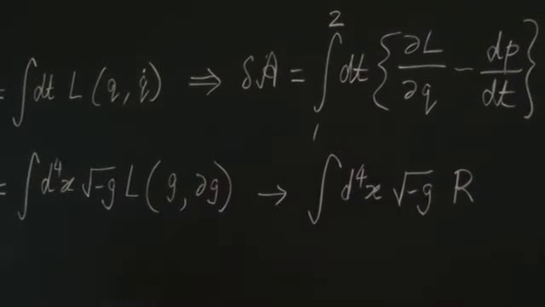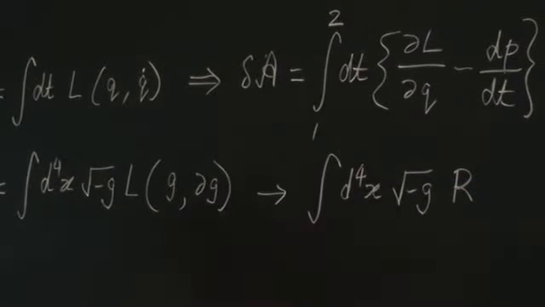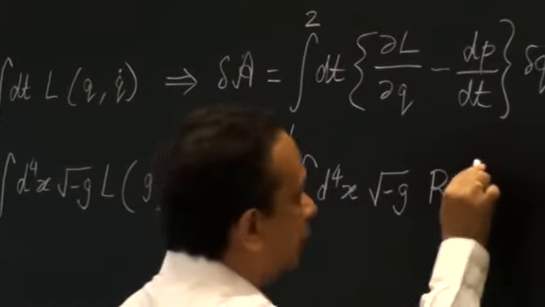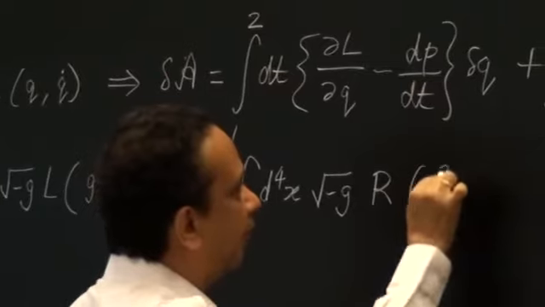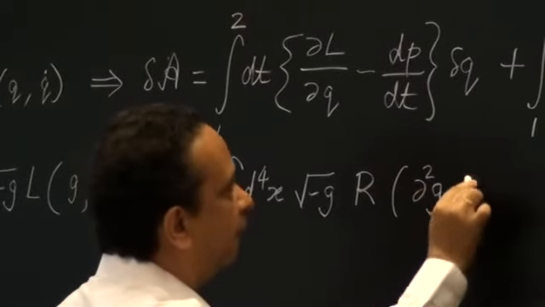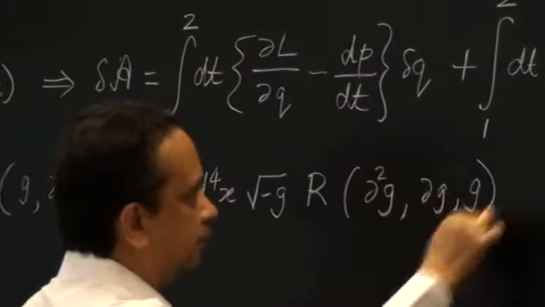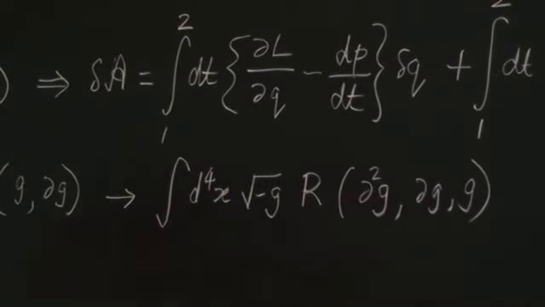So this is the usual Hilbert-Einstein action which you write down. And this R we know involves second derivatives of the metric, first derivatives of the metric, and G. However, it depends on the second derivatives of the metric only linearly.